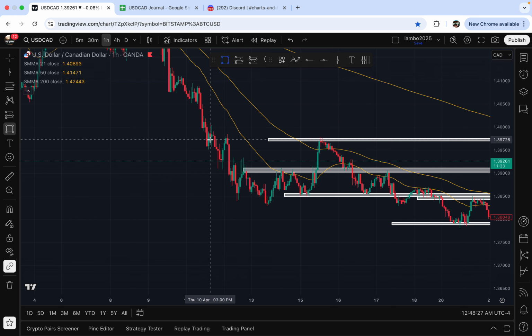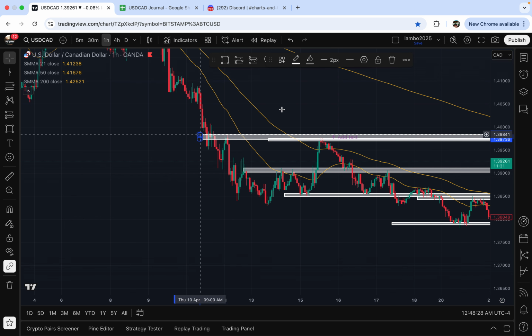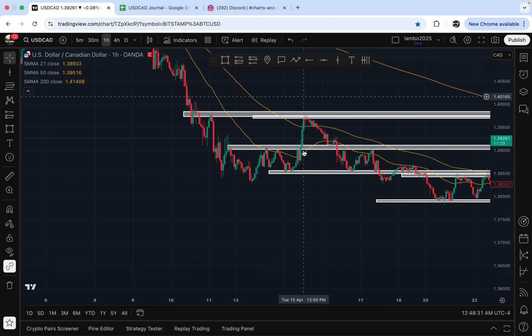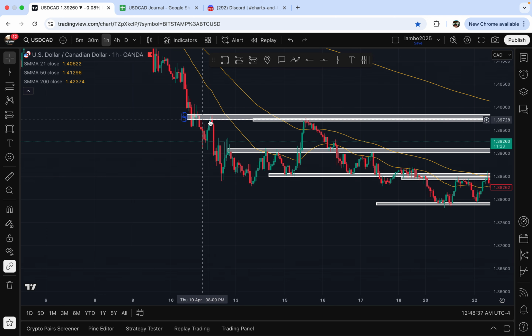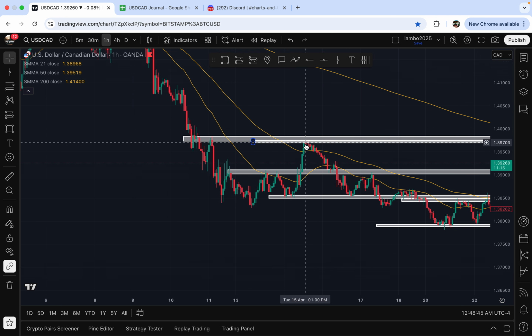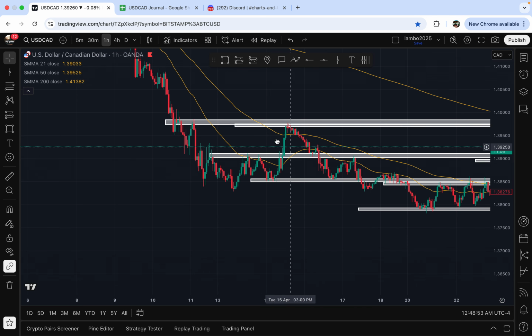So you can see right here, this line and this line is pretty much the same, but we broke and closed above this resistance to go to the next level of resistance. So right here we had this level of resistance where it couldn't break. As you can see, it did not break above this, so it continued down. But if it was to break above this, break and close a body candle just like this, then we could have a continuation up. But that wasn't the case.